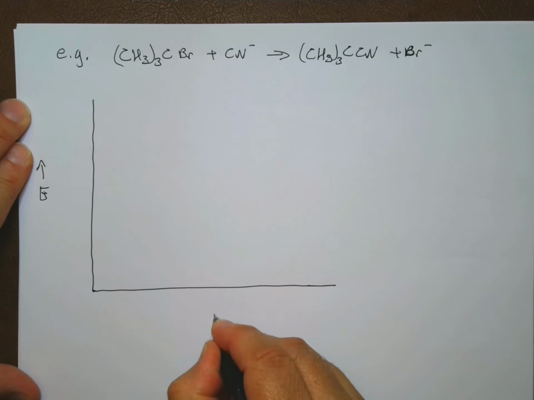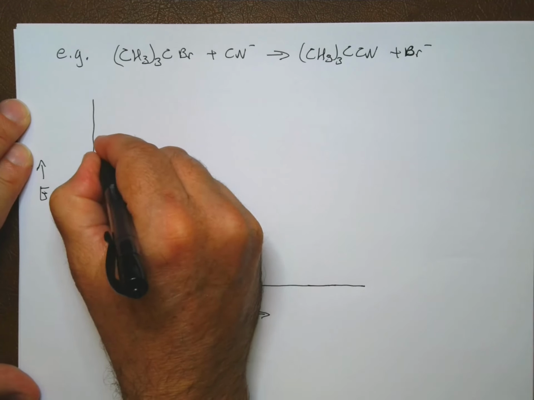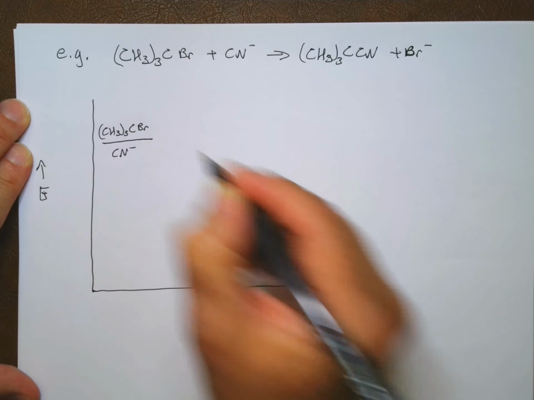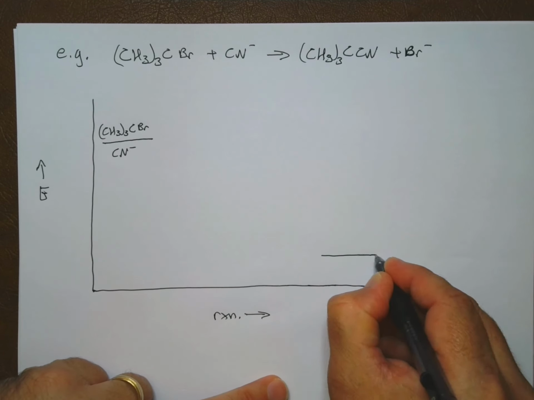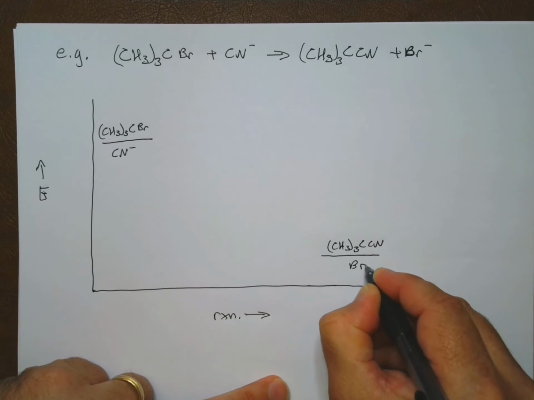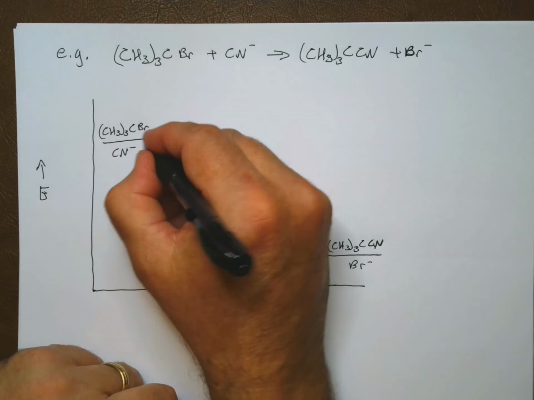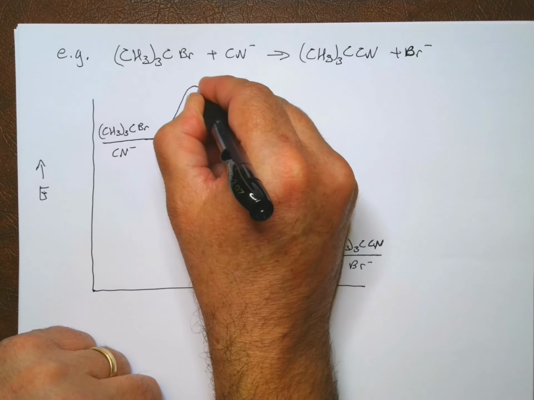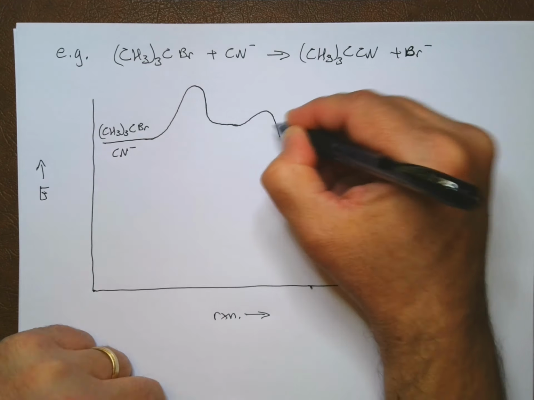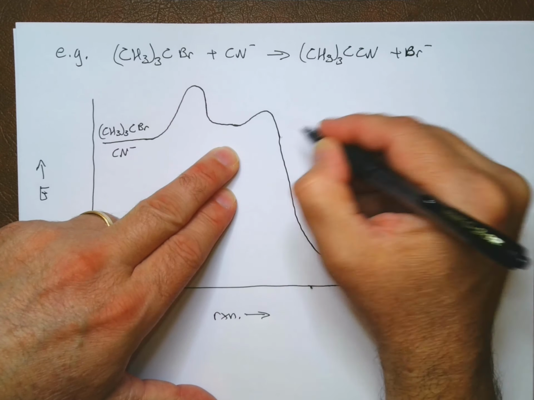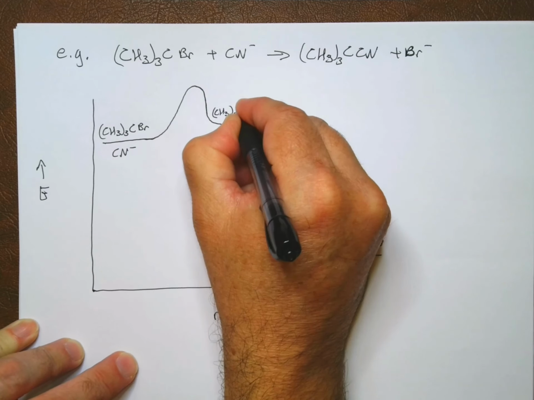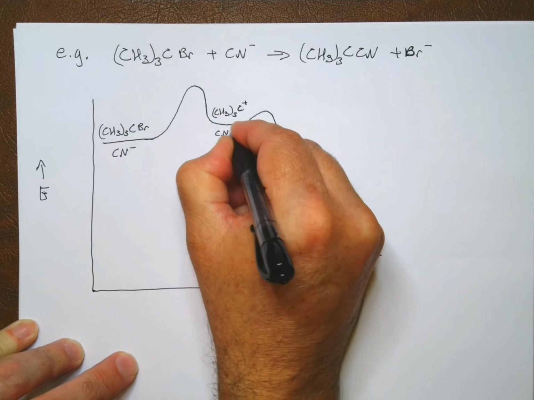I've got my energy, got my reaction, and again I start with my reactants, (CH3)3CBr, CN minus. And eventually I will end up with my products here, (CH3)3CCN and Br minus. And along the way, something interesting happens for this reaction. The reaction actually occurs via two steps. So over here I have (CH3)3C plus, CN minus and Br minus.